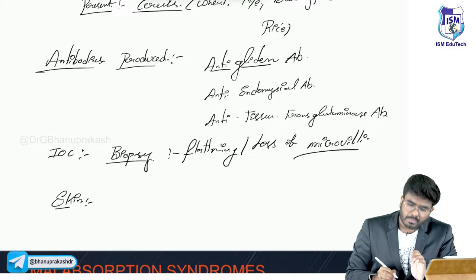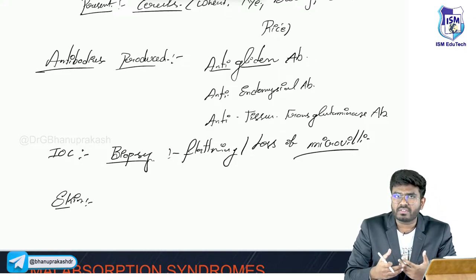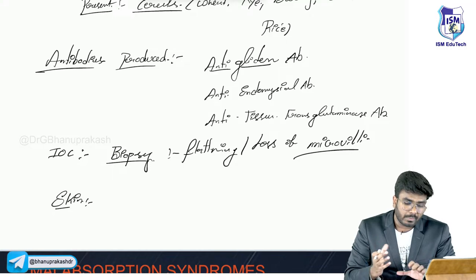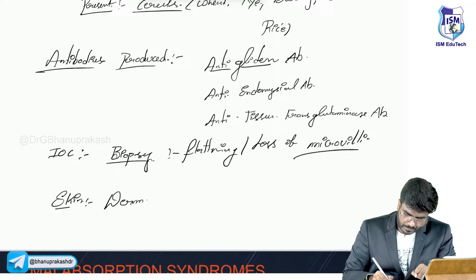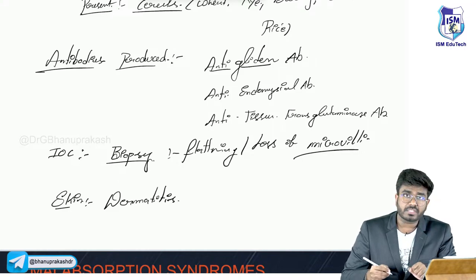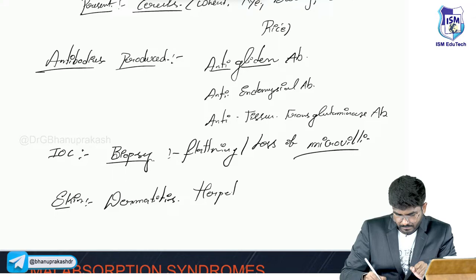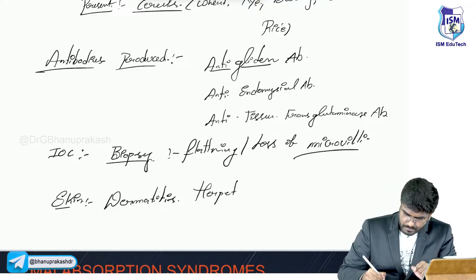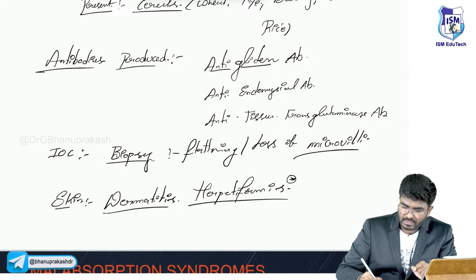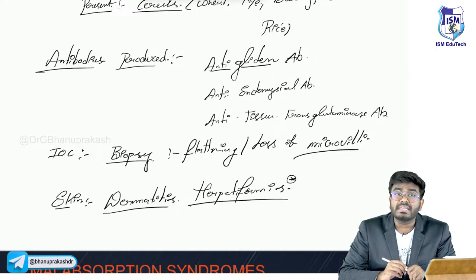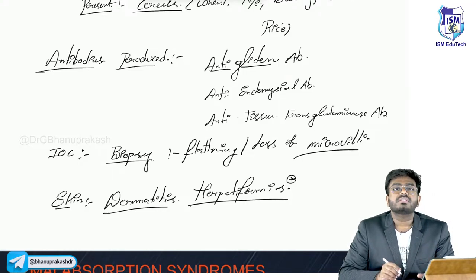In the skin involvement, these antibodies are not just going to attack the gluten which is present in the intestines. Because of these antibodies, their deposition inside the skin can lead to dermatitis, inflammation of the skin, herpetiformis. So dermatitis herpetiformis is seen in which condition? It's a complication of celiac sprue. Patients who have celiac sprue will also have skin manifestations, that's the dermatitis herpetiformis.